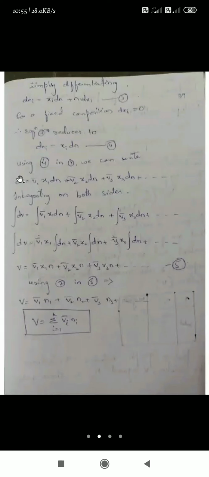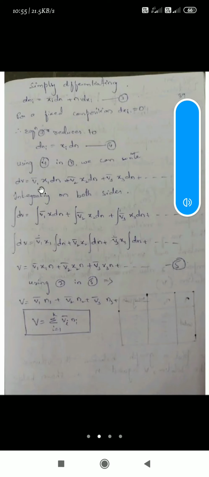Now simply integrate this equation. I'm integrating on both sides, and these terms remain constant because we fix the composition x here, and Vi bar is a constant term here. So I take these two, which remain unchanged, outside the integral.